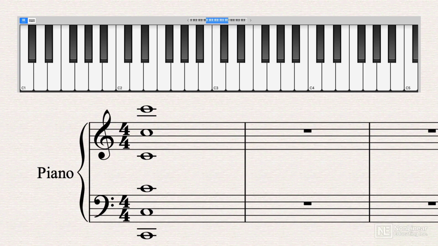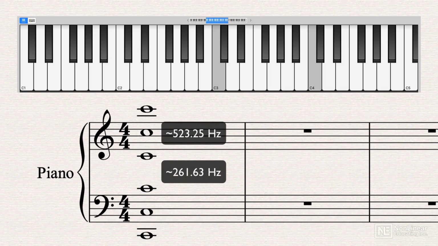The octave is both a musical interval term and an acoustics term. For example, the frequency of middle C is around 261.63 Hz. If you go up an octave to the next C up, it'll sound higher in pitch, and the frequency doubles. This C is around 523.25 Hz. If you go down an octave, the note will sound lower in pitch, and the frequency halves, so this is around 130.81 Hz.